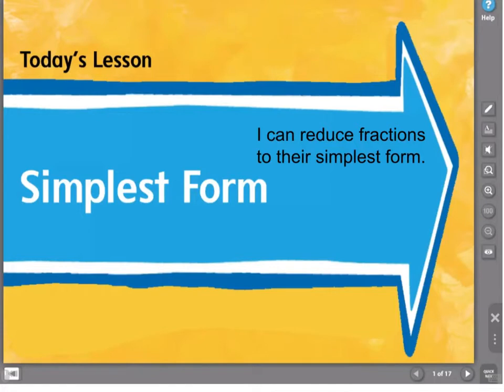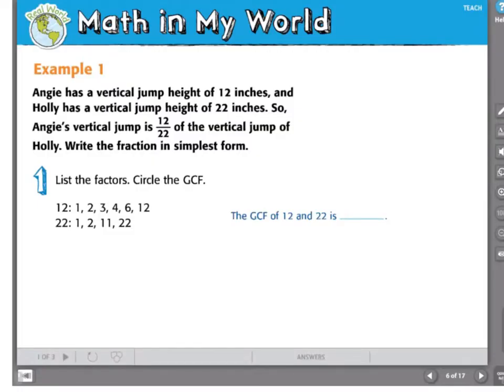Today's lesson is on the simplest form, and our I can statement is I can reduce fractions to their simplest form. This should be a bit of a review. Let's see what we've got today. In order to simplify a fraction, we need to find the greatest common factor of both the numerator and the denominator.